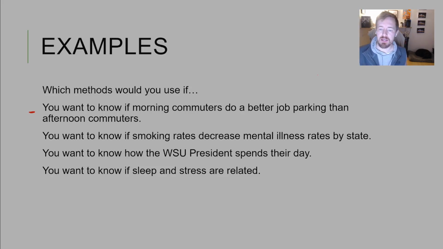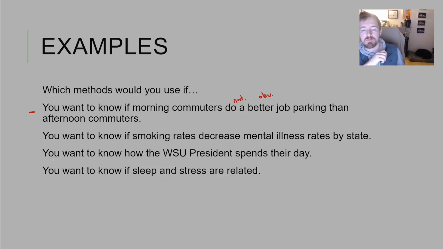So I would say naturalistic observation is going to be the best for this one. But you could easily imagine how you could assign people to being a morning commuter versus an afternoon commuter. It'd be very inconvenient for that person and their family. If you said, all right, for this study, for the next 9 weeks, you have to come in at 7:30 a.m. and you have to come in at 2:30 p.m. So that's why I'm choosing naturalistic observation.